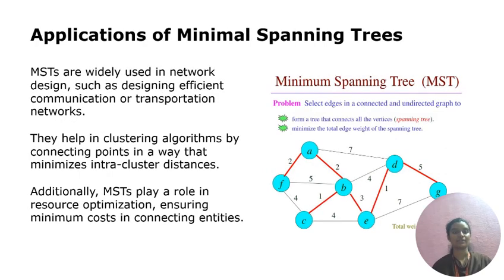The applications of minimal spanning trees. Minimal spanning trees are widely used in network design, such as designing efficient communication or transportation networks. They help in clustering algorithms by connecting the points in a way that minimizes intra-cluster distances. Additionally, minimal spanning trees play a role in resource optimization, ensuring minimal cost in connecting the entities.